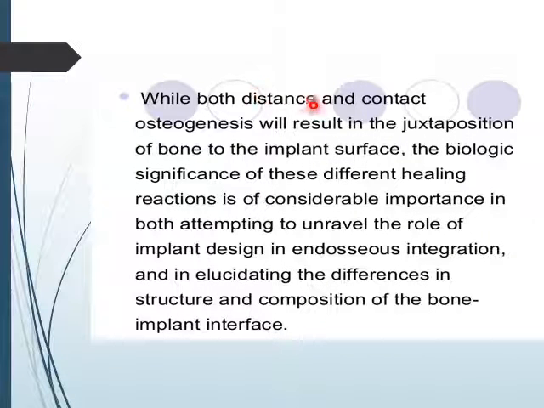While both distance and contact osteogenesis will result in juxtaposition of bone to the implant surface, the biological significance of these different healing reactions is of considerable importance, both in attempting to unravel the role of implant design in endosseous integration and in elucidating the differences in the structure and composition of the bone-implant interface, or osseointegration.